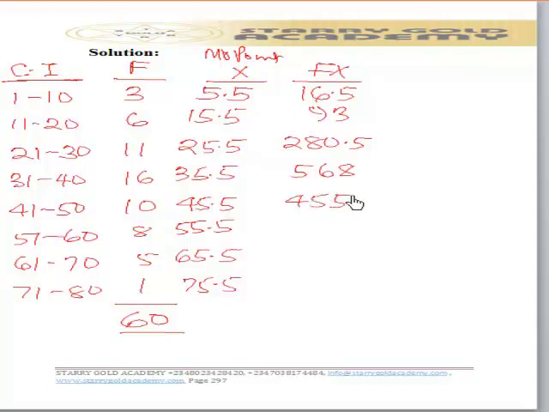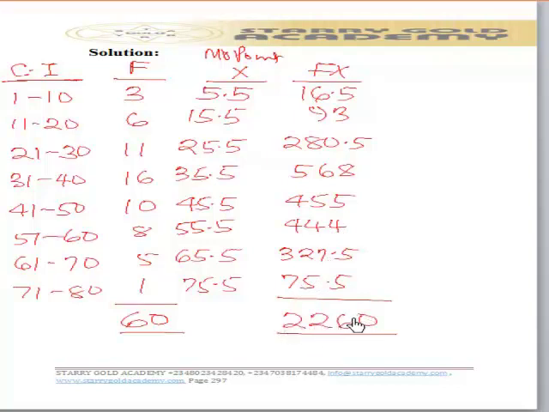We have 10 times 45.5. This is 455. We have 8 times 55.5. This is 444. And we have 5 times 65.5. This is 327.5. Then we have 1 times 75.5. That will be 75.5. So let's sum this up. In summing this up, we have 16.5 plus 9.3 plus 280.5 plus 568 plus 455 plus 444 plus 327.5 plus 75.5. This will give us 2260. So that's what we have.